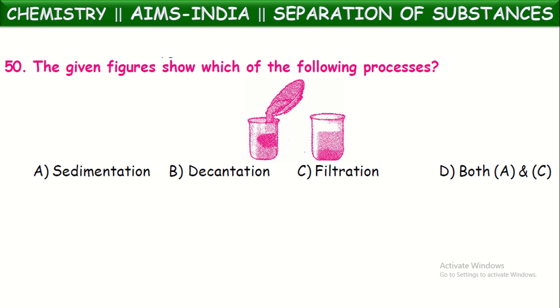Next, the given figures show which of the following processes? See here, a liquid is taken into a beaker and an insoluble solid is poured into that. Now what is happening after a certain time? That insoluble solid is settled down. That settling down of an insoluble solid substance in a liquid when it is allowed to stand for some time is called sedimentation. The settling down of insoluble solid in a liquid is called the sedimentation process.